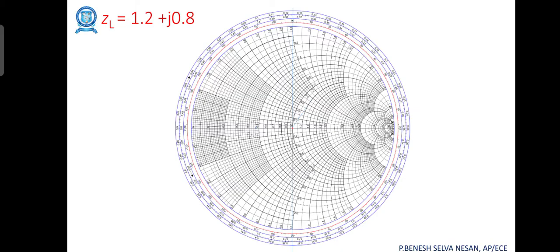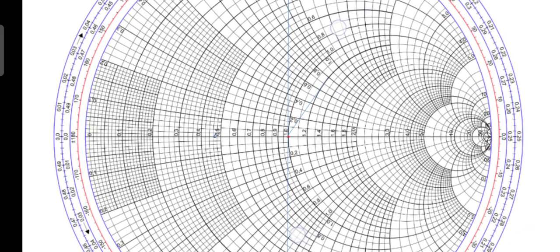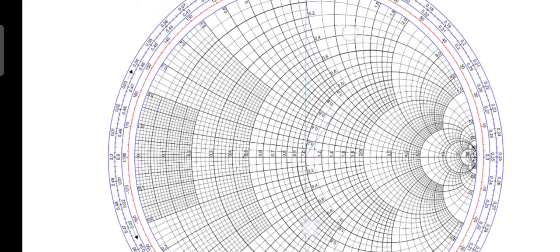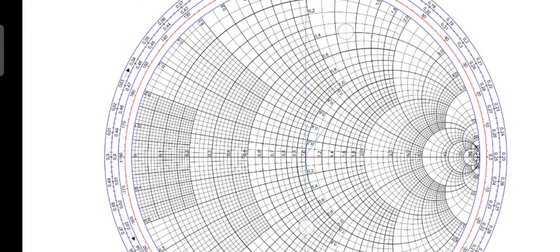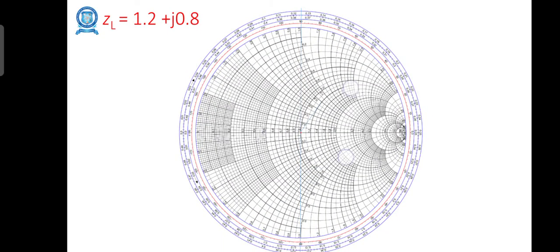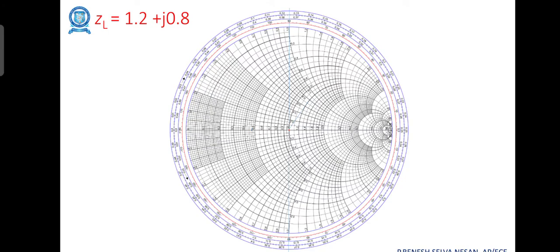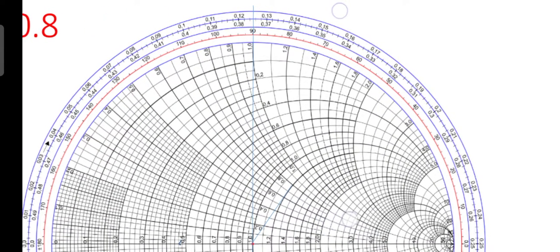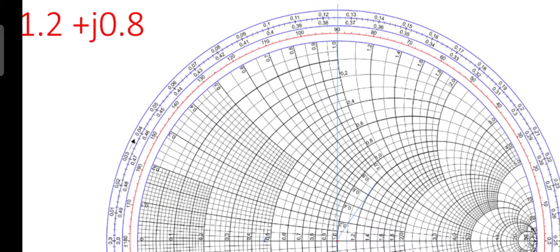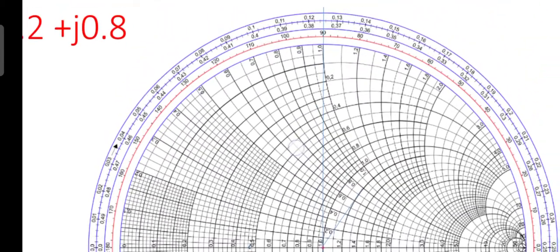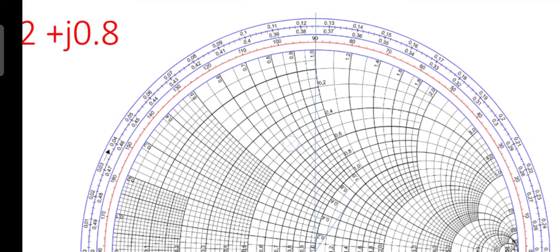First find where the 1.2 is located. See, on the horizontal line, after the center point, it is located as 1.2. Mark this point 1.2 and draw a dotted line along that circle. Similarly, the other point is plus J0.8, which is located above the horizontal line. Find where this 0.8 is located. The 0.8 is located here. Draw a dotted line from this 0.8.